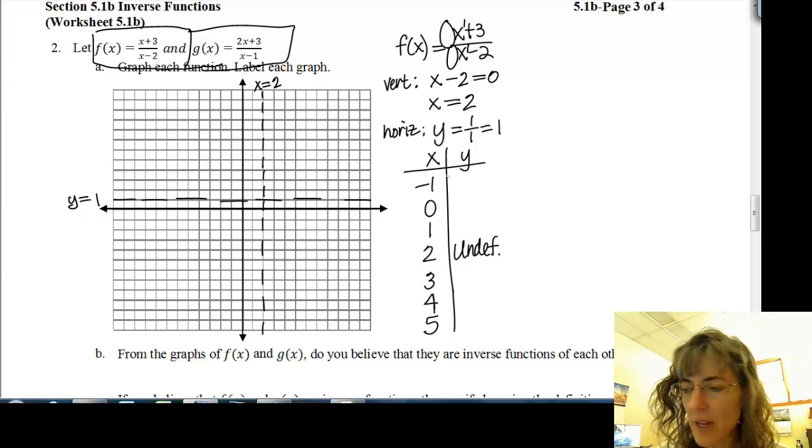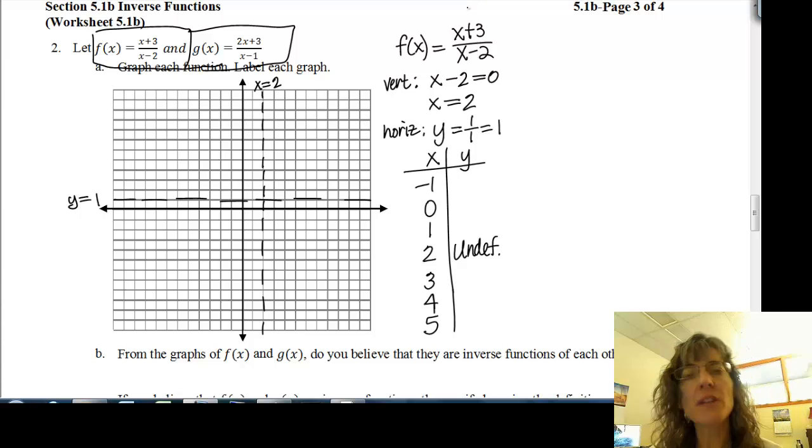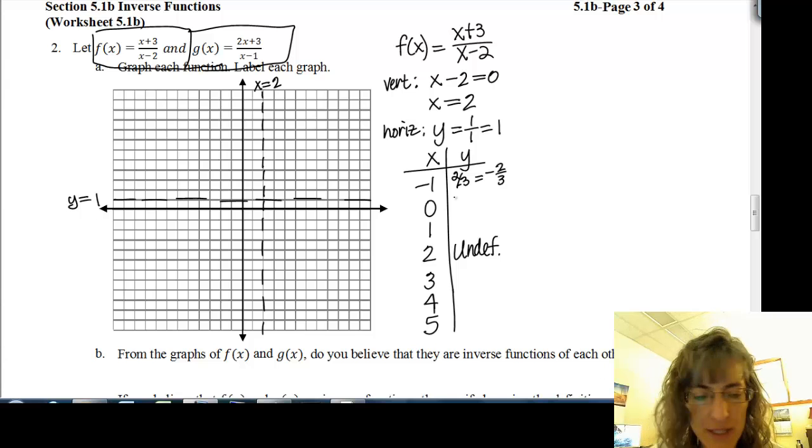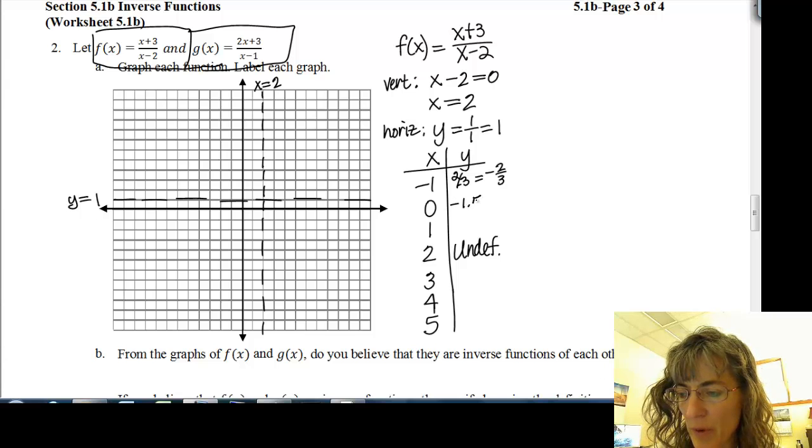All right, so if I have negative 1, I'm just plugging it in to this function here that I kind of made look really ugly. So let's see if I can clean it up. There, so I'm plugging it into this function f of x. So negative 1 on the numerator, negative 1 plus 3 is going to give me 2. Negative 1 minus 2 is going to give me a negative 3. So it's going to be negative 2/3. Plug in 0 and I end up with negative 1.5.